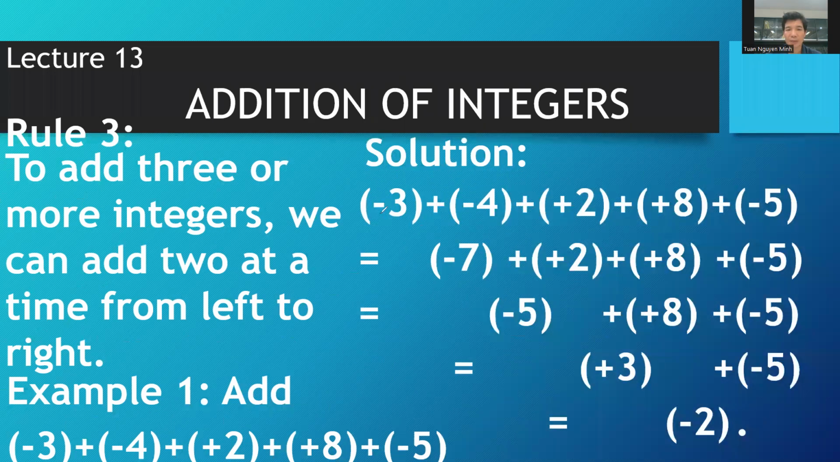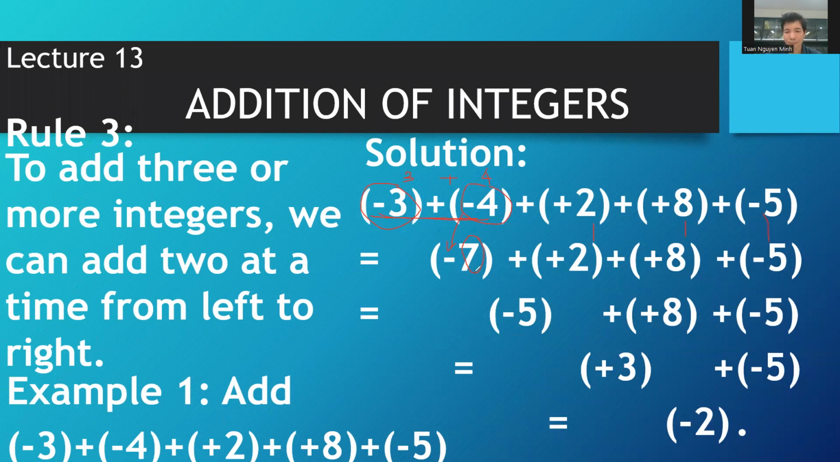Let's see. First, we add the first two numbers. Here -3 and -4 are like signs, they have the same sign. The absolute value of -3 is 3, and the absolute value of -4 is 4. So we add them together and you get 7, and they are like signs, so you put the common sign here. So you get -7, and you write out the other numbers.